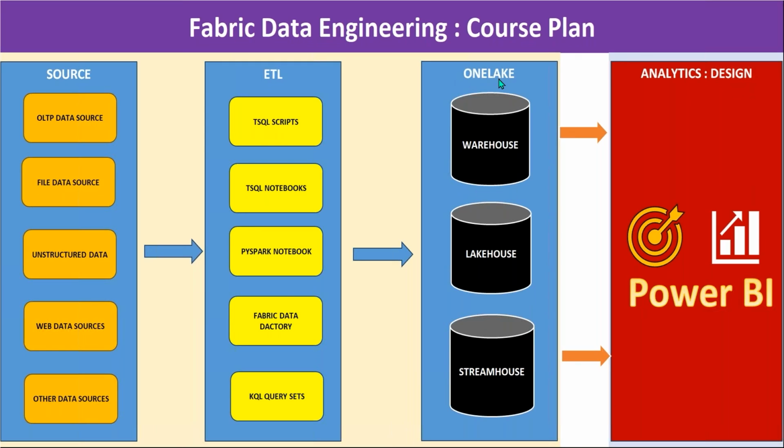Then comes storage. We call it OneLake, warehouse, lakehouse, and streamhouse. We'll see the differences with examples. The left side three boxes are for Fabric data engineering. That is a separate dedicated certification called DP 700.